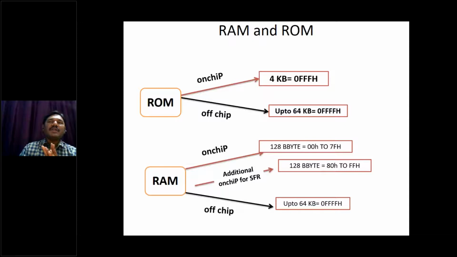What's the meaning of Harvard architecture? It has separate RAM memory and separate ROM memory, with separate address and data lines for ROM and separate address and data lines for RAM. Whereas in the case of the 8086 microprocessor, RAM and ROM are available at one place, and they operate by one address line and only one data line.